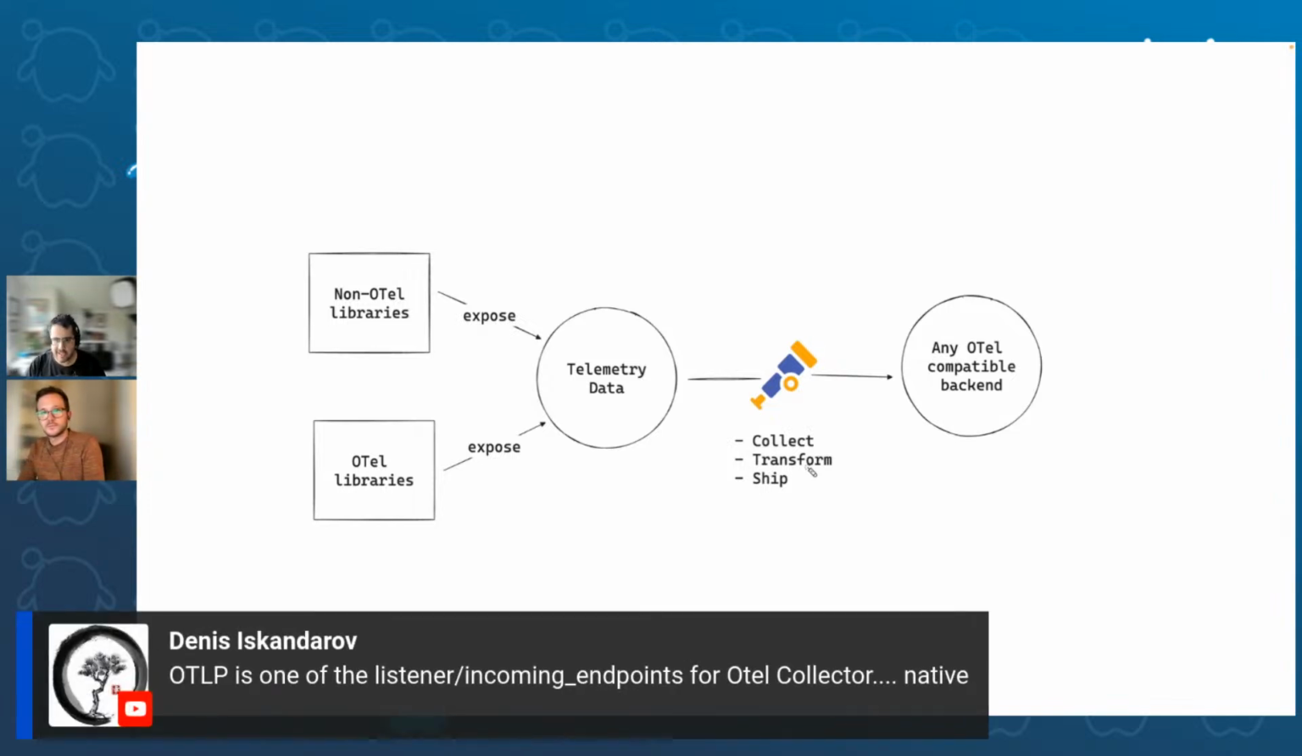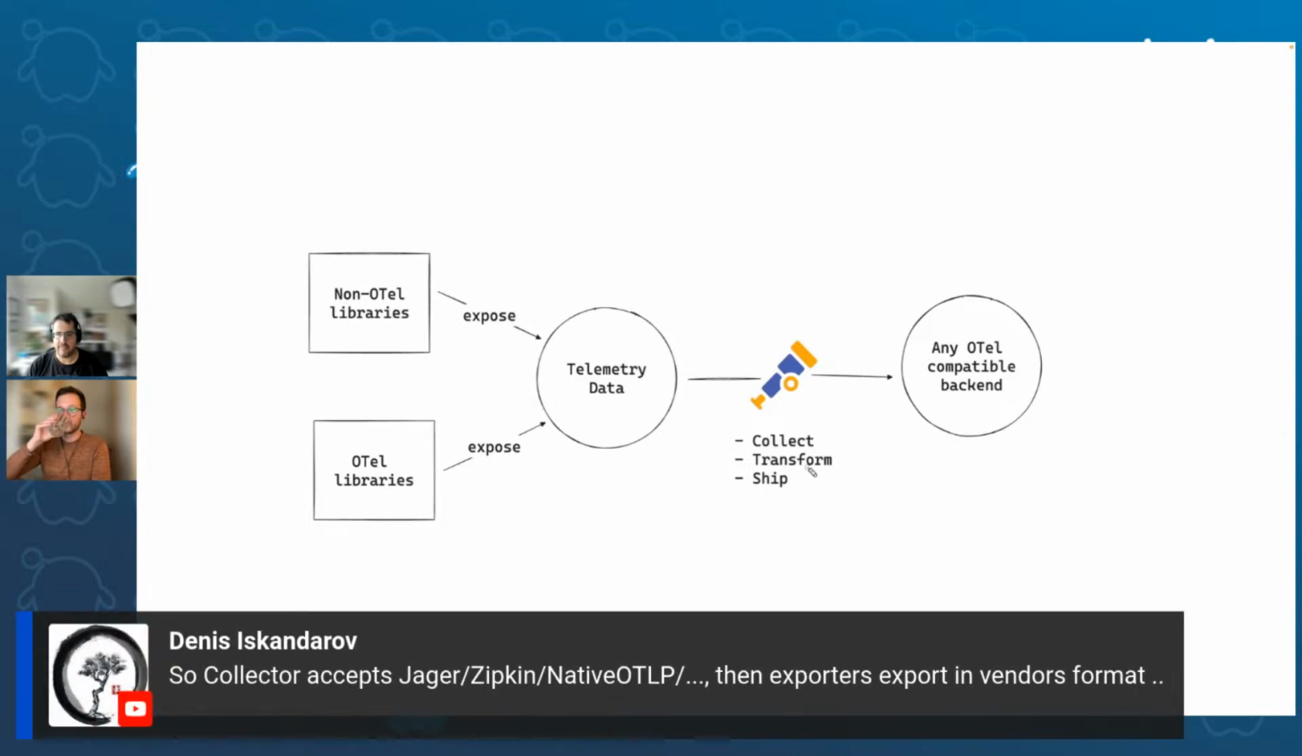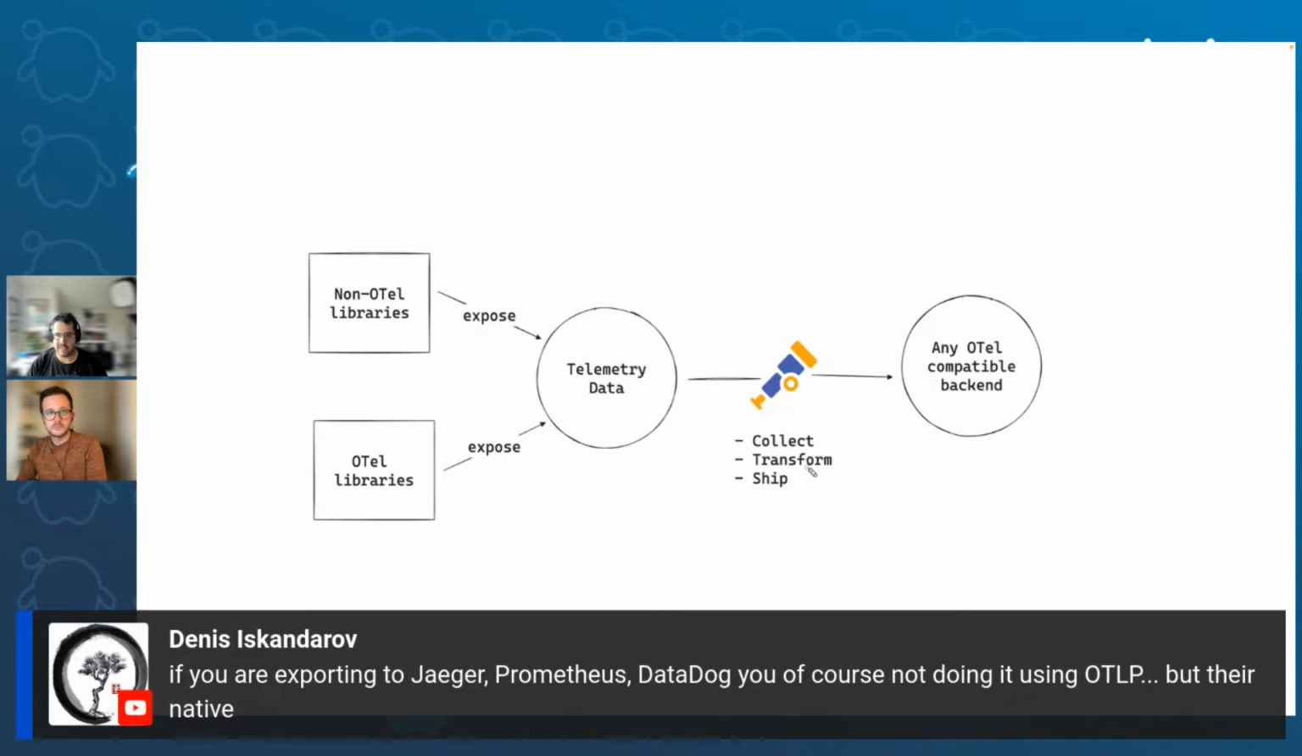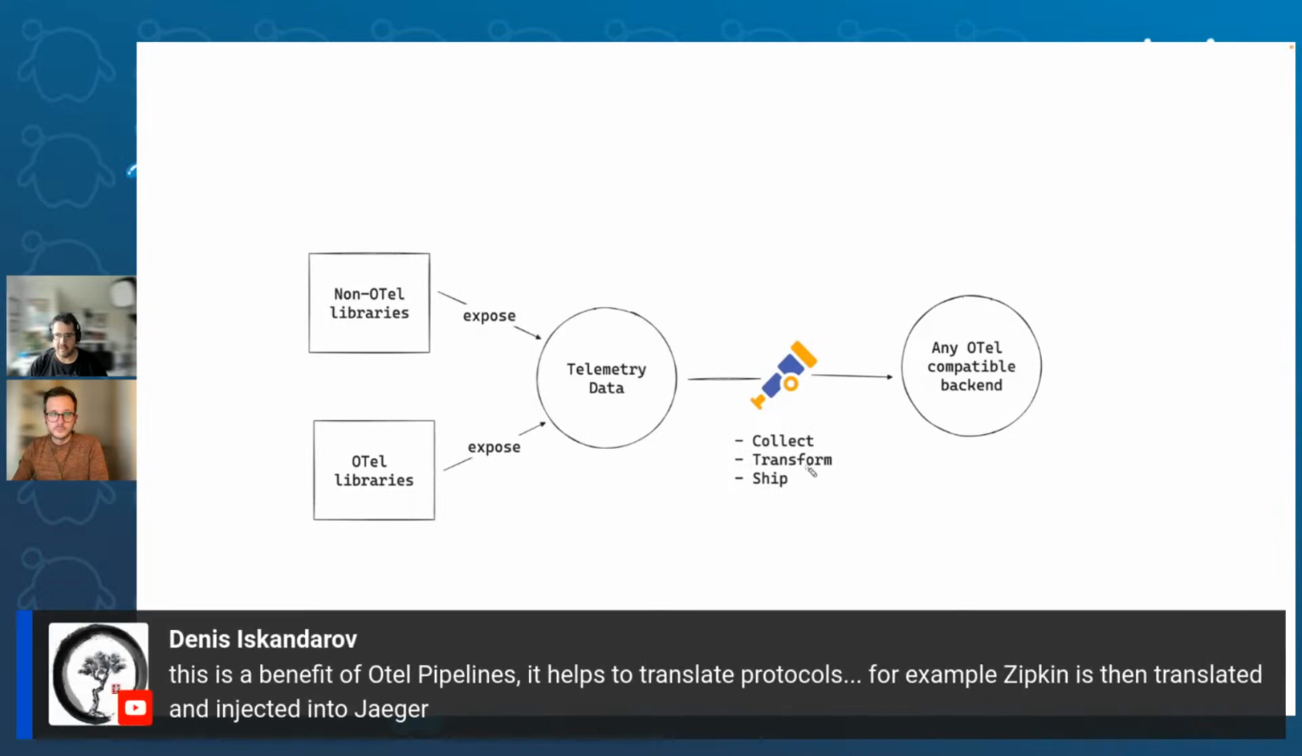Yeah, so Dennis is saying, OTLP is one of the listener's incoming endpoints for the OTel collector. And the collector accepts Jaeger, Zipkin, native OTLP. Then exporters export in the vendor's format. If you're exporting to Jaeger, Prometheus, Datadog, of course you're not doing it using OTLP, but their native protocol, whatever they're using, right? And this is a benefit of OTel pipelines. It helps you to translate protocols. For example, Zipkin is translated and injected into Jaeger.